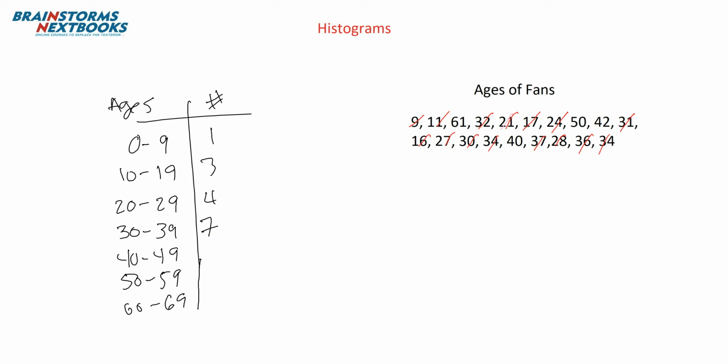Okay, what about from 40 to 49? Let's see what I can find there. I have, okay, there's 1, 2, so 2 only. And because 40 falls on the category, that is in this category. 40 counts in this bin.